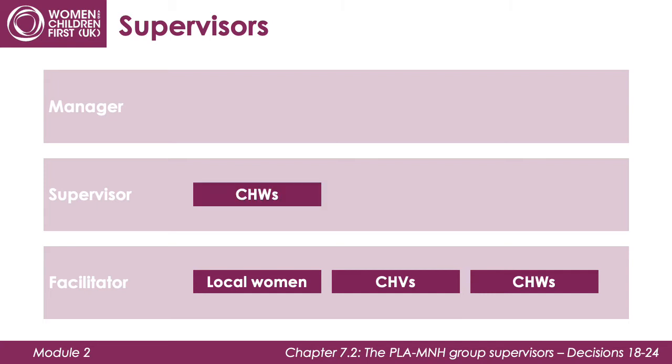The first is CHWs again, where they have not been engaged as PLA-MNH group facilitators. For clarity, it might be helpful to remind ourselves of the definition of CHWs used in this course. CHWs are members of the communities where they work, are answerable to the communities for their activities, and are supported by the public health system. CHWs are paid by and affiliated with this health system, for example through training and supervision.